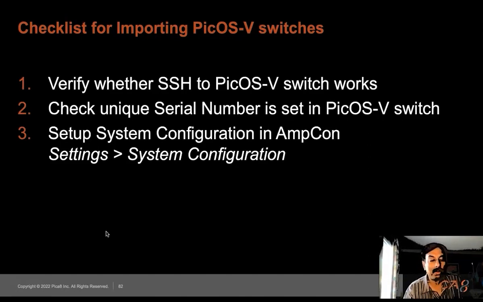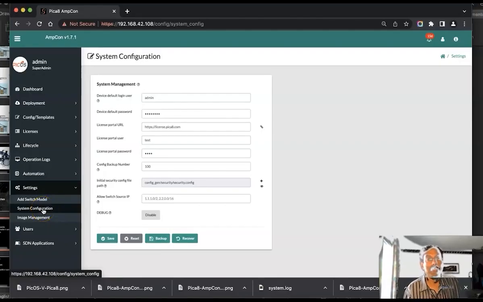So let us see how to do it. So now we are in AMCON. You click Settings and System Configuration. The default user is admin for all PicOS-V switches. Whatever password you set for the PicOS switch, you put it here.